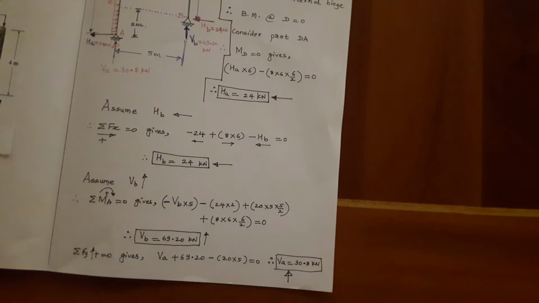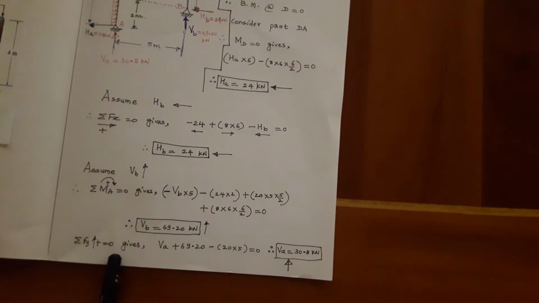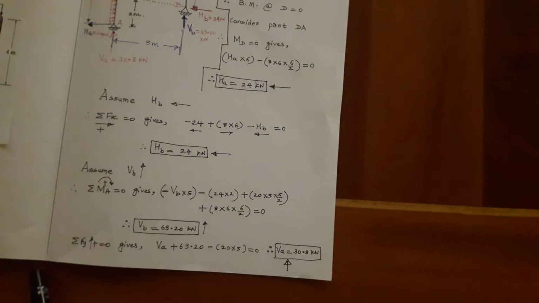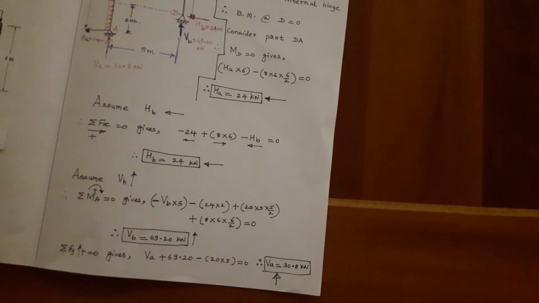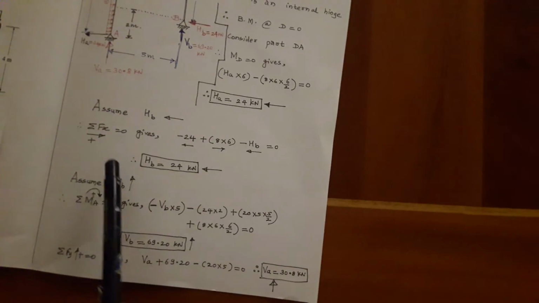So when I solve, VB equal to 69.20 kN. Again, you have to note down here that VB I assumed upwards and the answer came out to be positive. So the assumed direction is correct. Now summation of Fy equal to 0 gives VA plus VB, that is VA plus 69.2 minus 20 into 5 equal to 0. Therefore VA is 30.8 kN. Here the answer again came out to be positive, so the assumed direction of VA is correct.